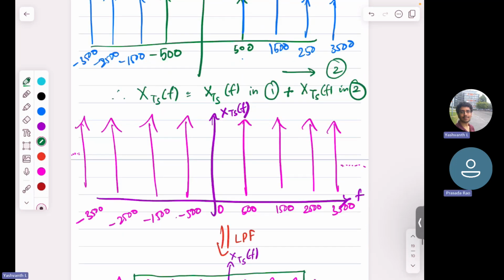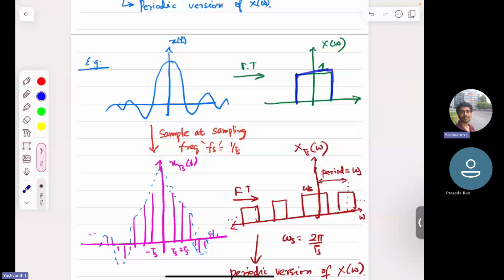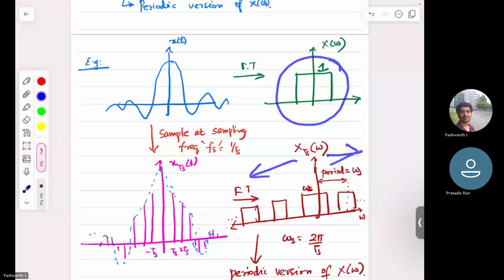See this diagram. Let's go back to the start. Are you able to see this diagram? This was my original frequency, but now I'm shifting it both to left and right by a period of omega s, that is Fs. I need to shift it to both right and left at the time of sampling. Yes, the Fourier transform of the sampled signal will be the periodic version of the original signal shifted both left and right.